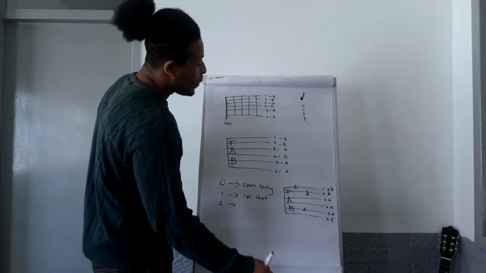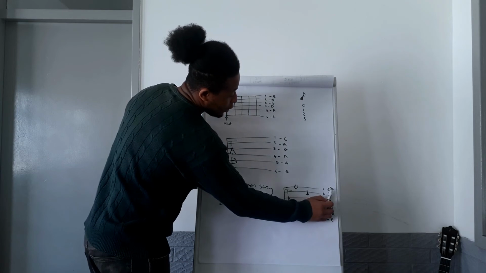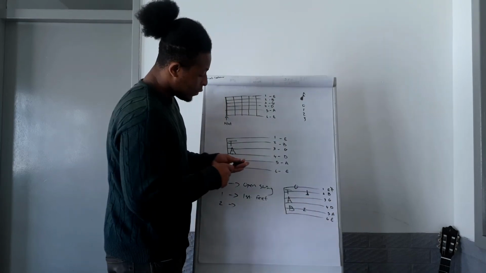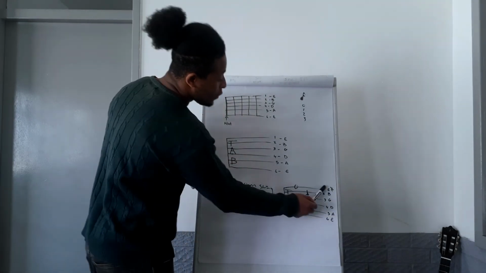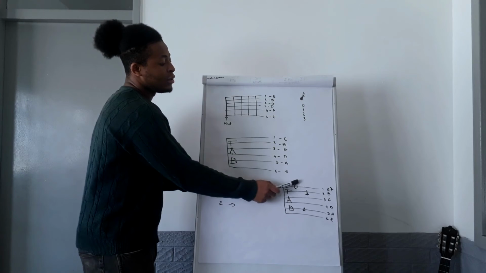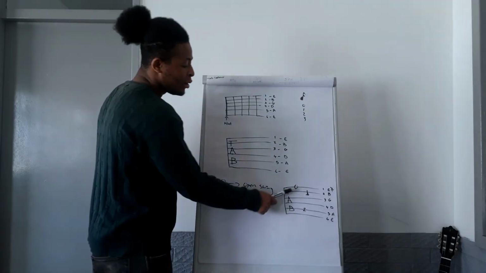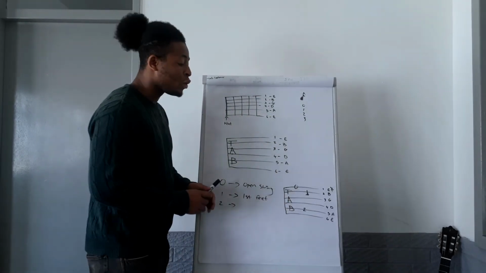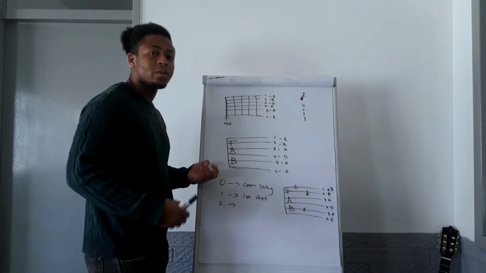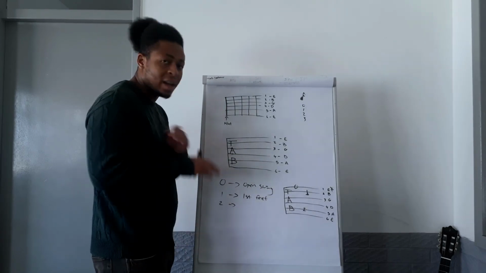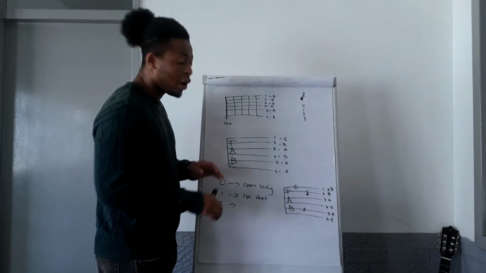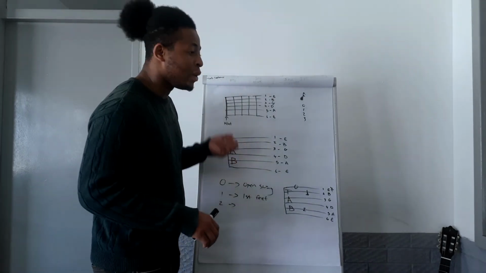So, for example, if on the first string there's a 0 on it, it means you're playing this string as an open string. So you wouldn't have to press on the first fret or second fret. You just play the E as it is, without holding any other note on any fret.